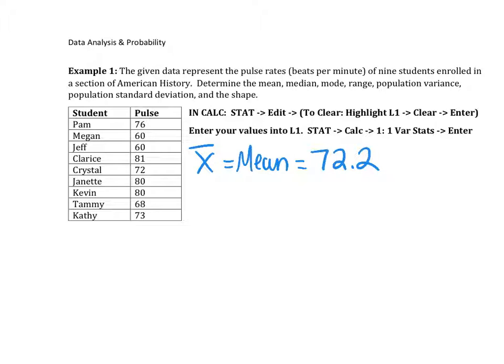So stat, calc, 1-Var Stats. Okay, and then if you scroll down, hit the down arrow and scroll all the way down, you should see a value that's labeled MED. That is the median. And so ours is 73.